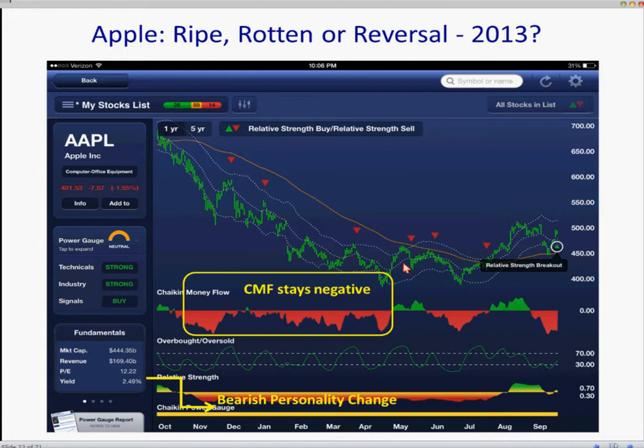The one that didn't work was after Apple had made a double bottom. Maybe Steve will weigh in on whether this qualifies as a fry pan. I'm not sure. And you got a relative strength sell signal, and that one didn't work.